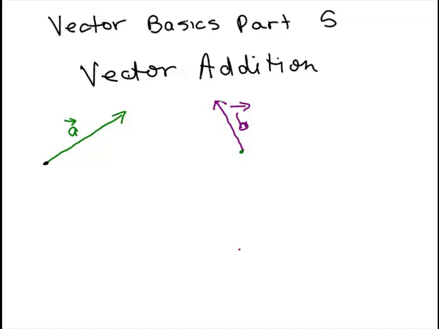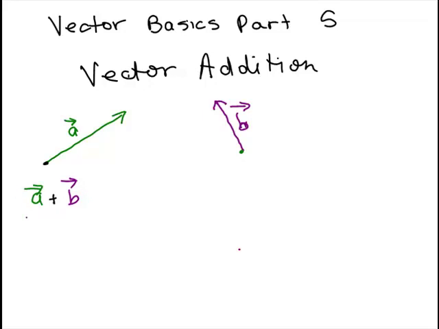So here's how you do vector addition. Let's say we wanted to know what A plus B looks like. Okay, so the question is, what does that look like? Well, it's another vector. When you're adding two vectors, you get another vector, similar to when you add two numbers, you get another number. So we're going to learn how to add two vectors.